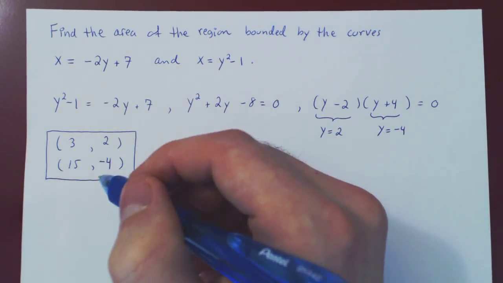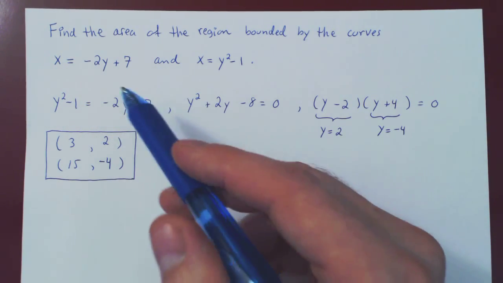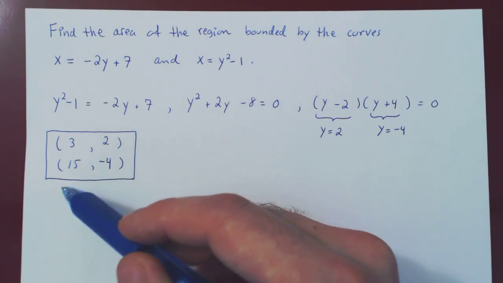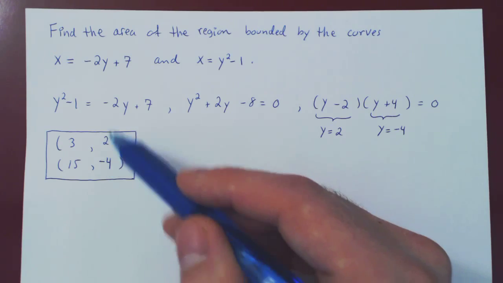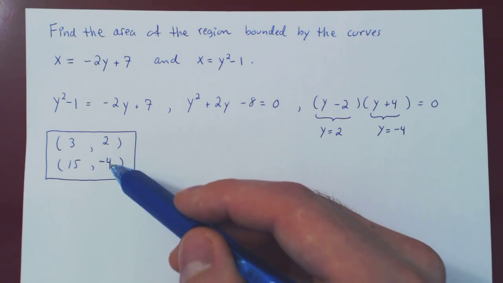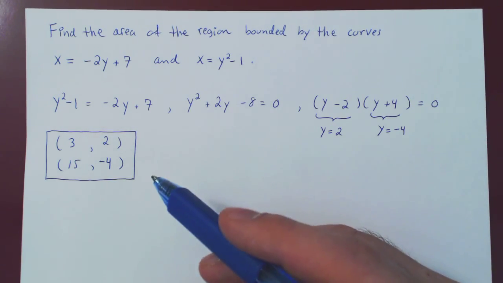And you can double check to see if these points are also satisfying this equation. Right? If you do negative 2y plus 7, will we get x? So negative 2 times 2 is negative 4 plus 7 is 3, check. Negative 2 times negative 4 is 8, plus 7 is 15, check. So these are the 2 points of intersection.